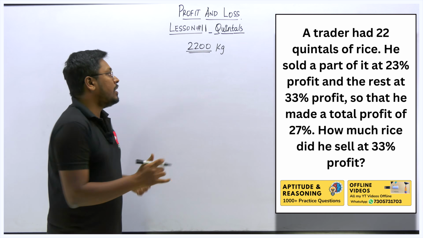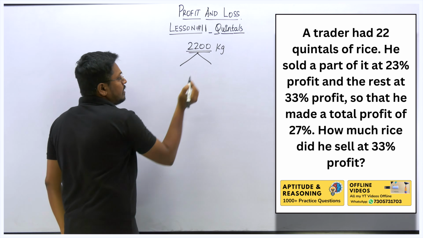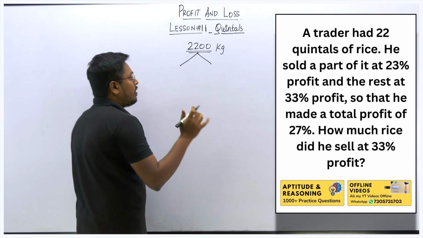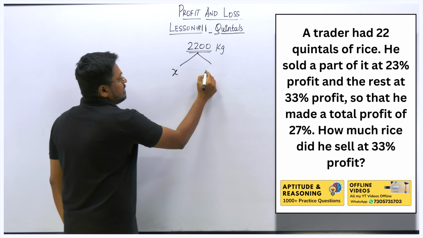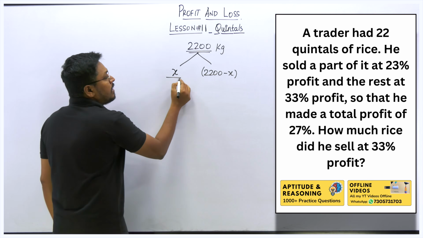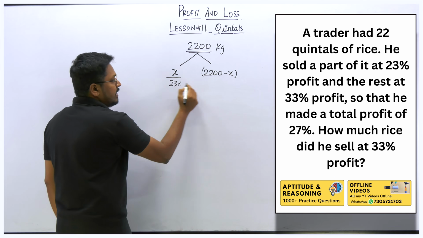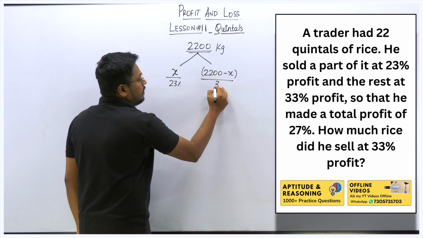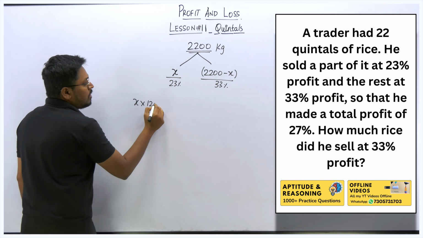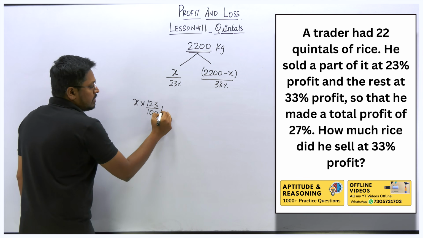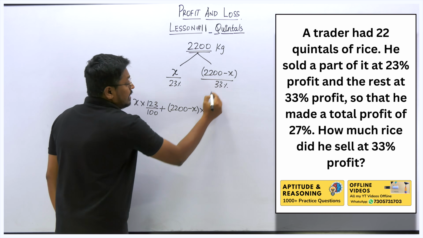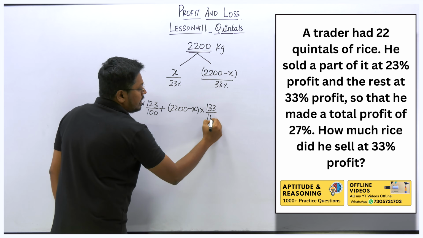So 2200 kilograms is split into two parts. One part is sold at a profit of 23%. We can keep this as x, and the second value will be 2200 minus x. The first part he sells at a profit of 23%, and the second part he sells at a profit of 33%. Now write the equation. So x into 123 divided by 100, plus the second value, 2200 minus x, into 133 by 100.